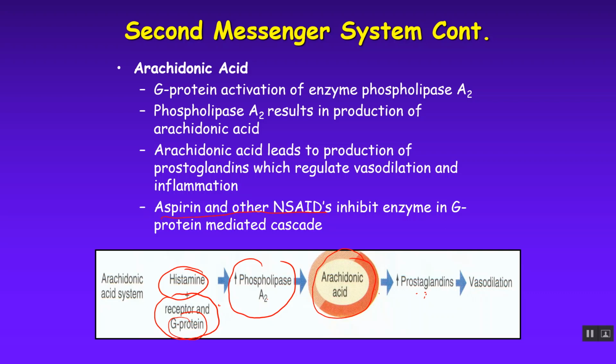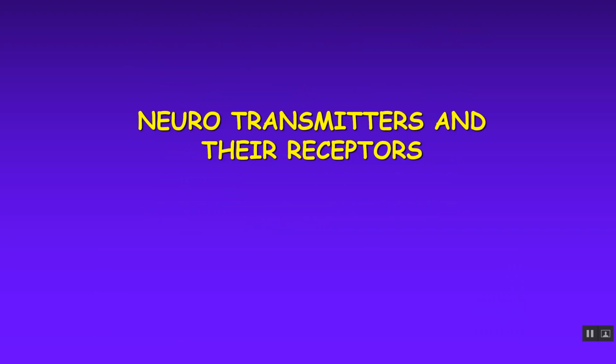Aspirin and other NSAIDs. So this is why, for pharmacology, they inhibit the enzyme, the phospholipase 2 enzyme in the G protein mediated cascade, which decreases prostaglandin formation. Okay, so that's what NSAIDs do. One of the primary actions is to impede or inhibit this second messenger system for causing inflammation and so forth. Good?